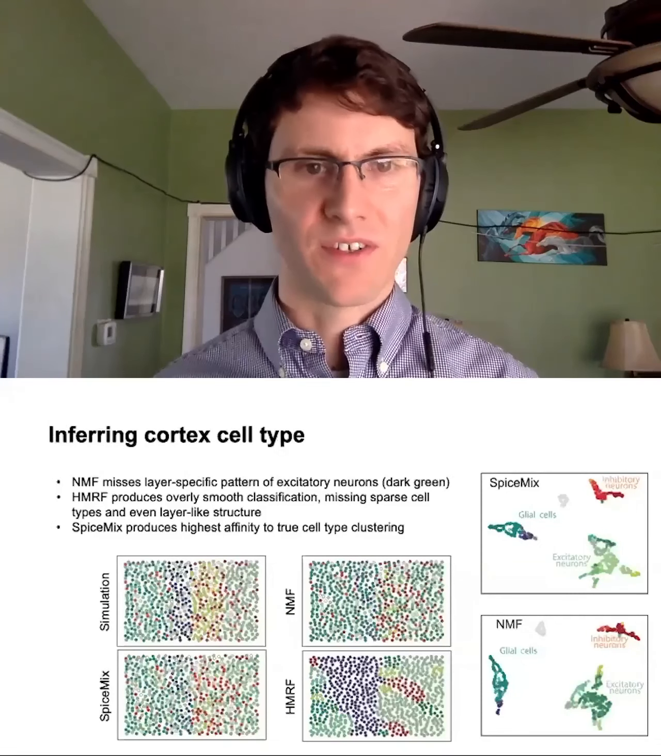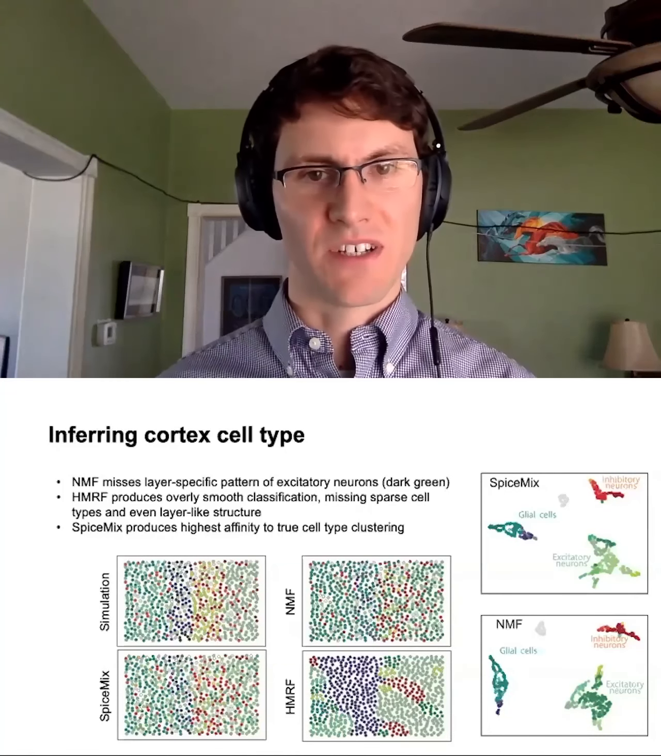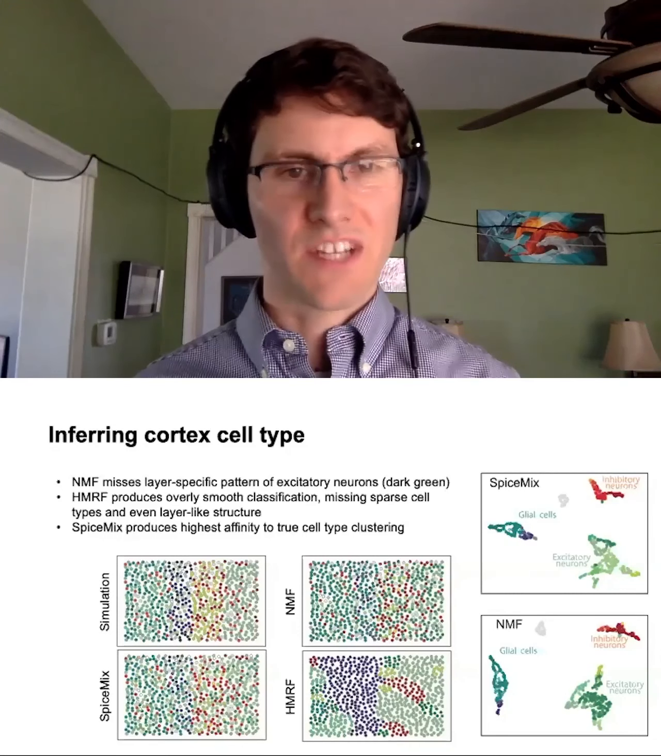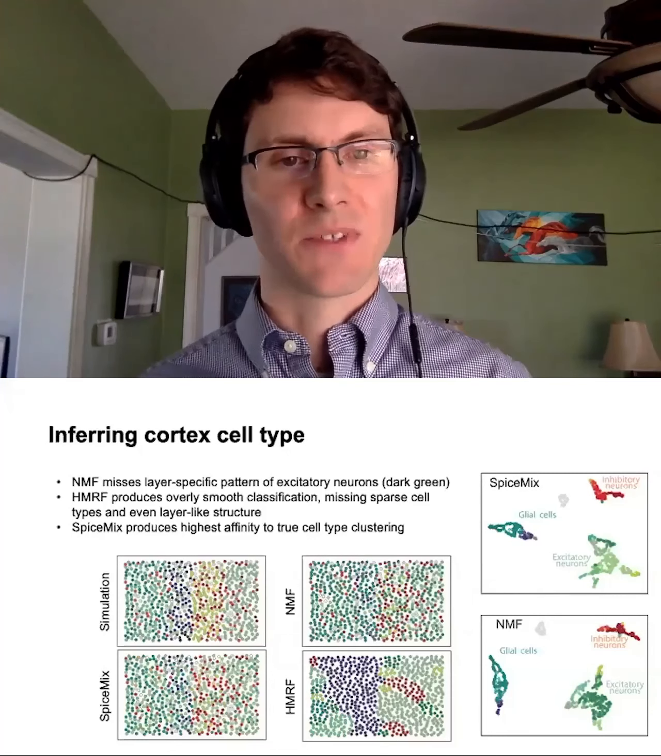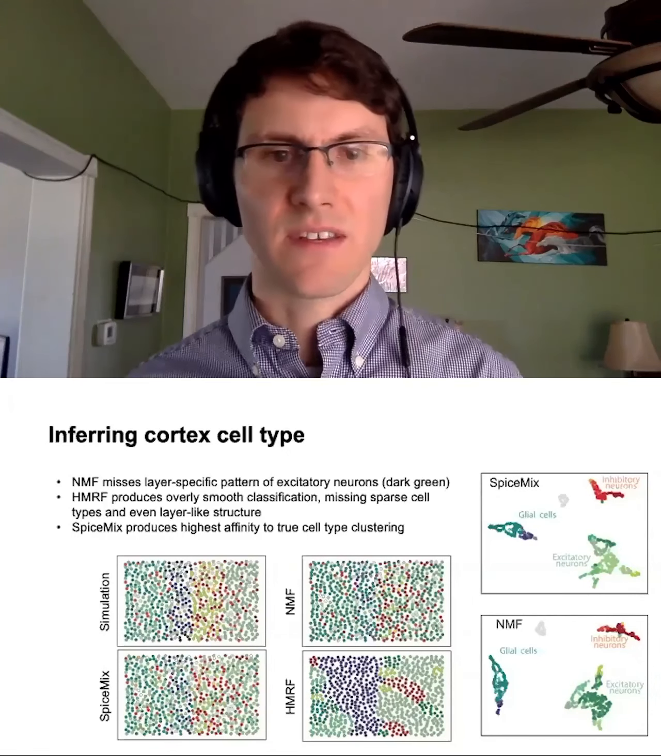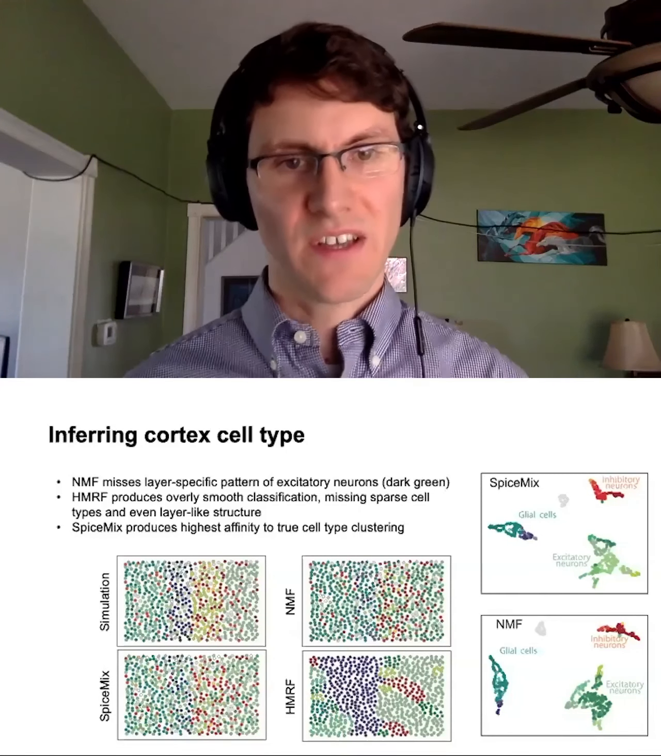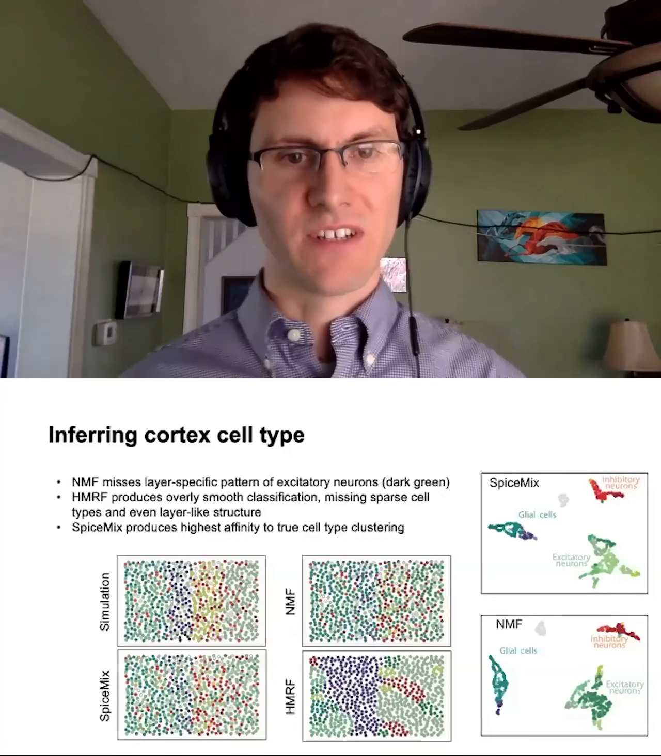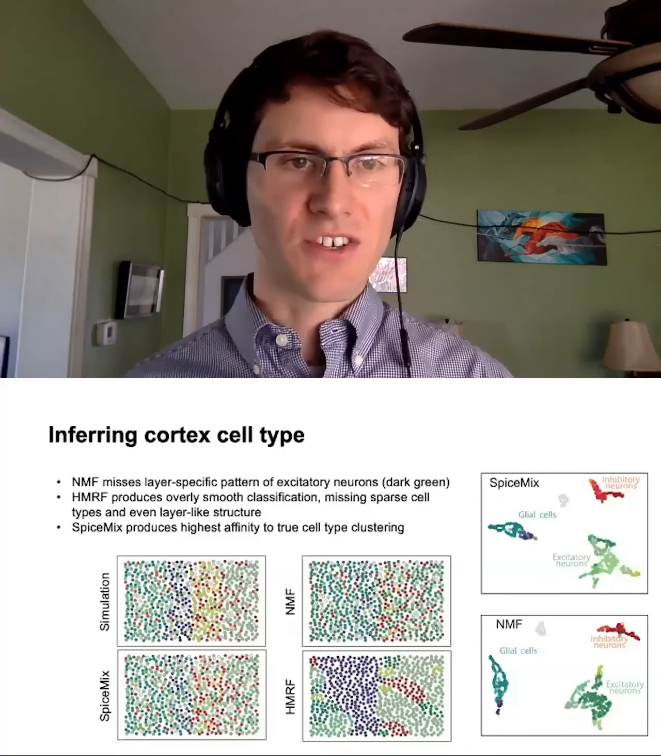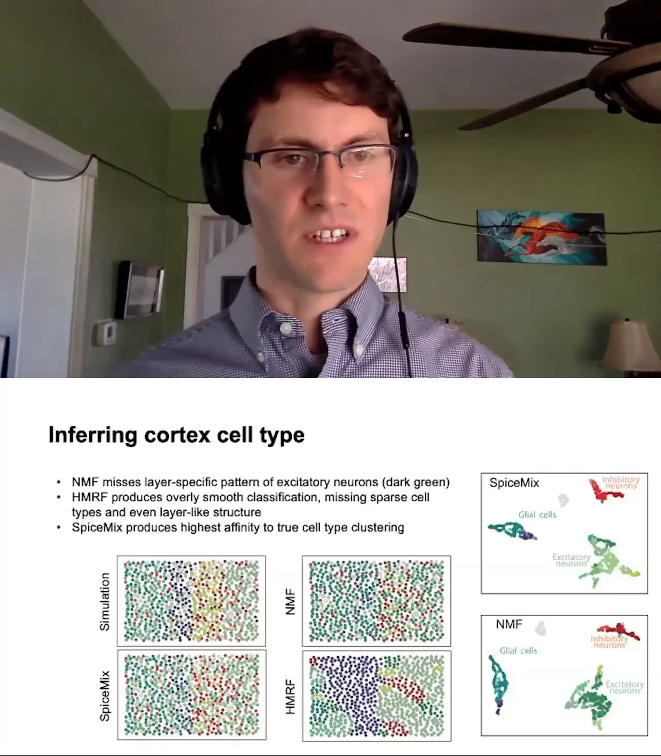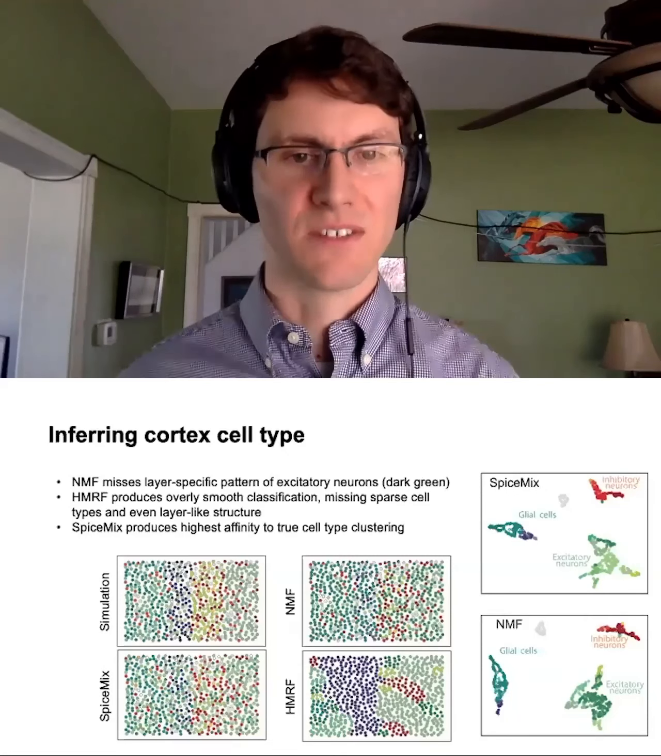We then clustered the cells based on this latent representation and examined them in their spatial context. And what we find is that because NMF isn't able to capture these layer-specific metagenes, it struggles to find layer-specific cell types. In particular, the excitatory neurons, which are the green-colored cells here, it struggles with. And you can see there's a dark green excitatory neuron in NMF that's found diffuse throughout all of the tissue, whereas in the simulation and in the SpiceMix result, those green cells show the layer-specific patterning that we expect of excitatory neurons.